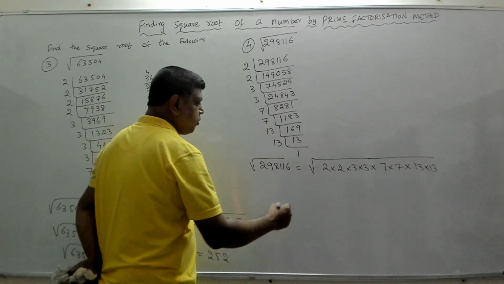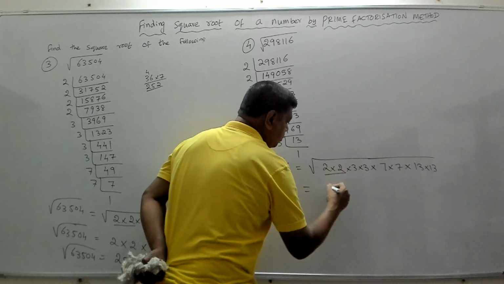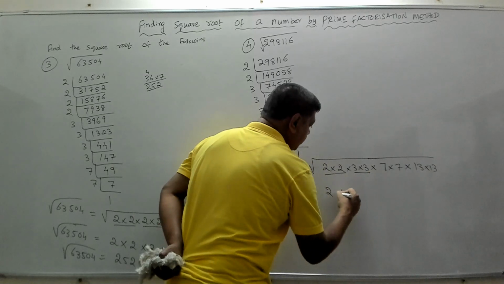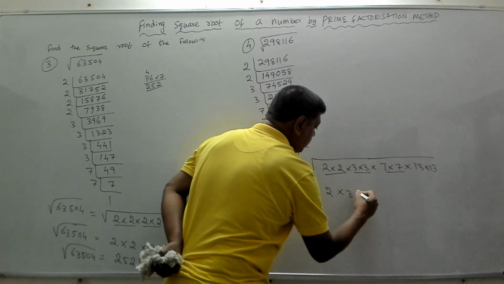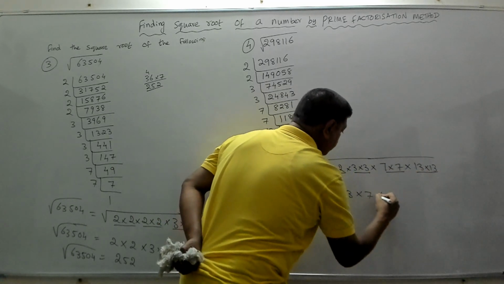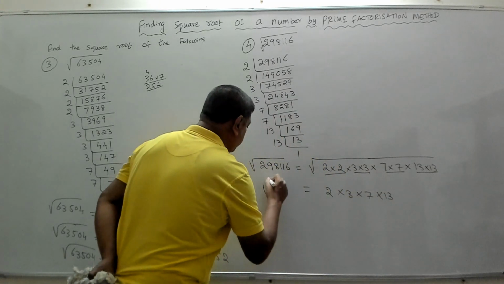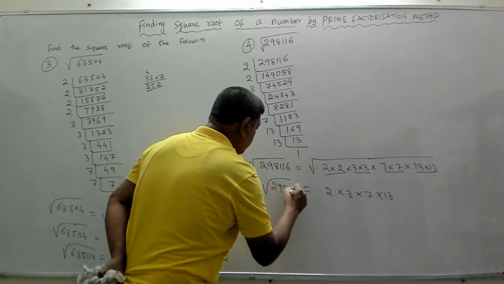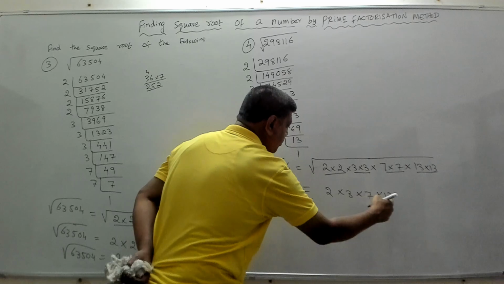Now what we must do, for every pair we should write one number. For these two 2s, only one 2. For these two 3s, only one 3. For these two 7s, only one 7. For these two 13s, only one 13. So that is the square root of 29,816.